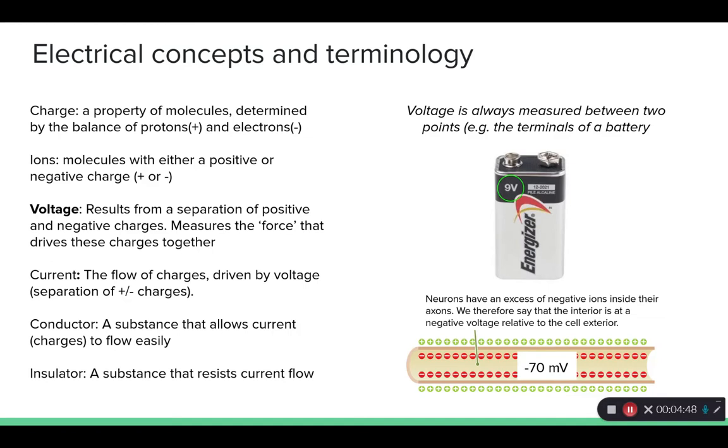Now, you may be familiar with the idea of voltage from household electrical current. One important thing we need to know about voltage is that when you measure it, you always need to measure it between 2 points.